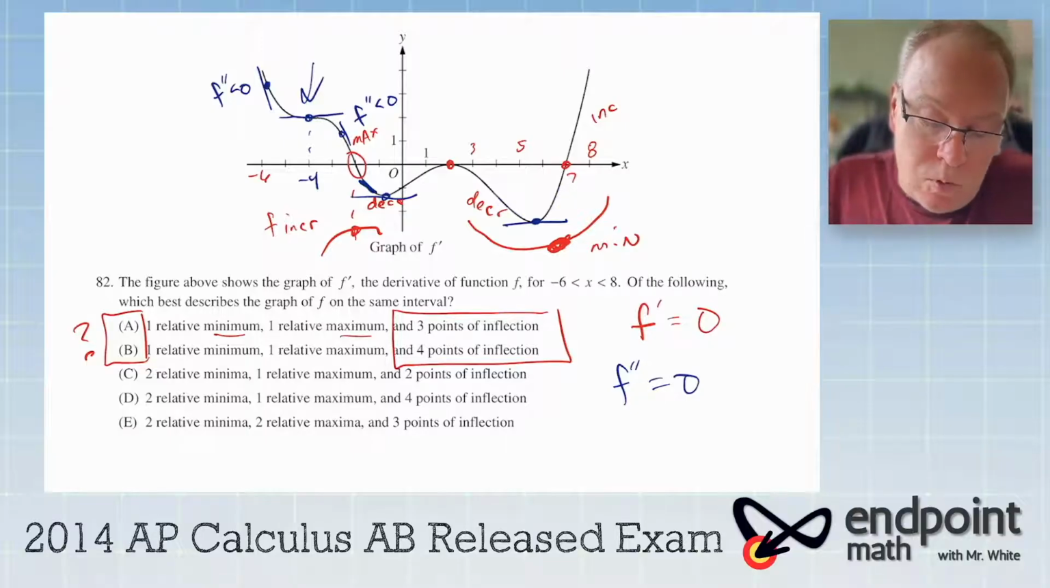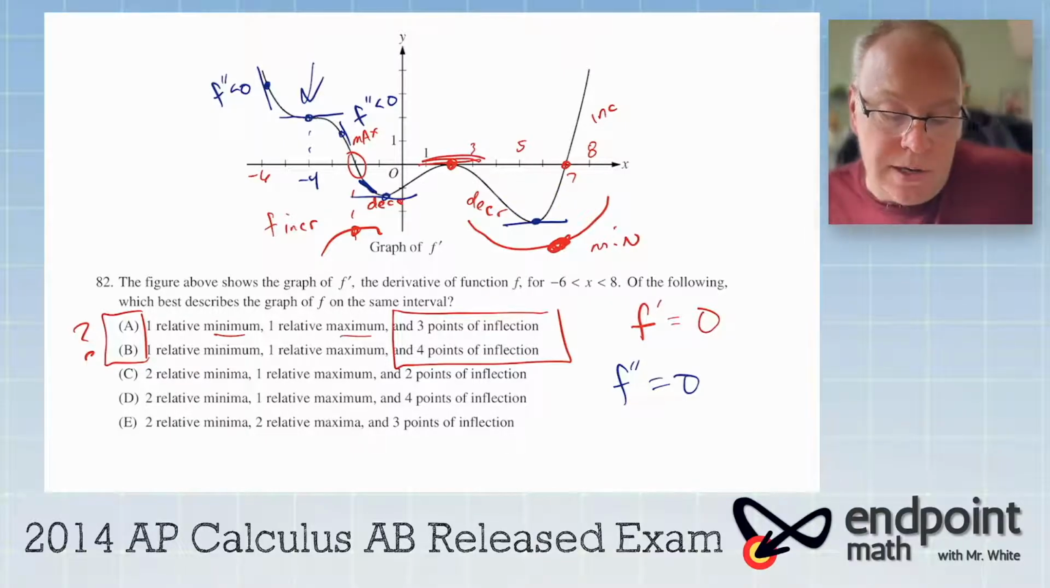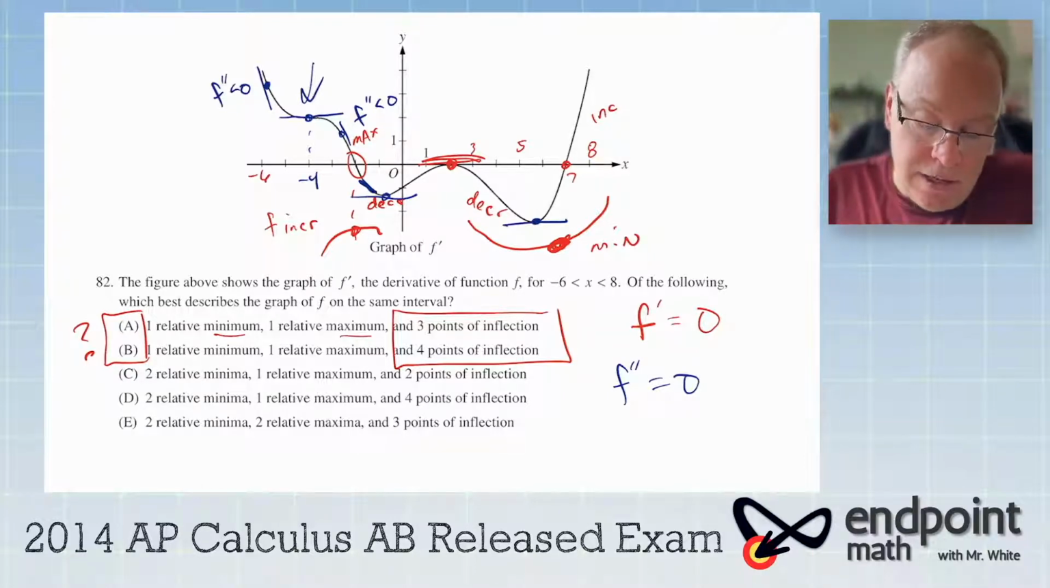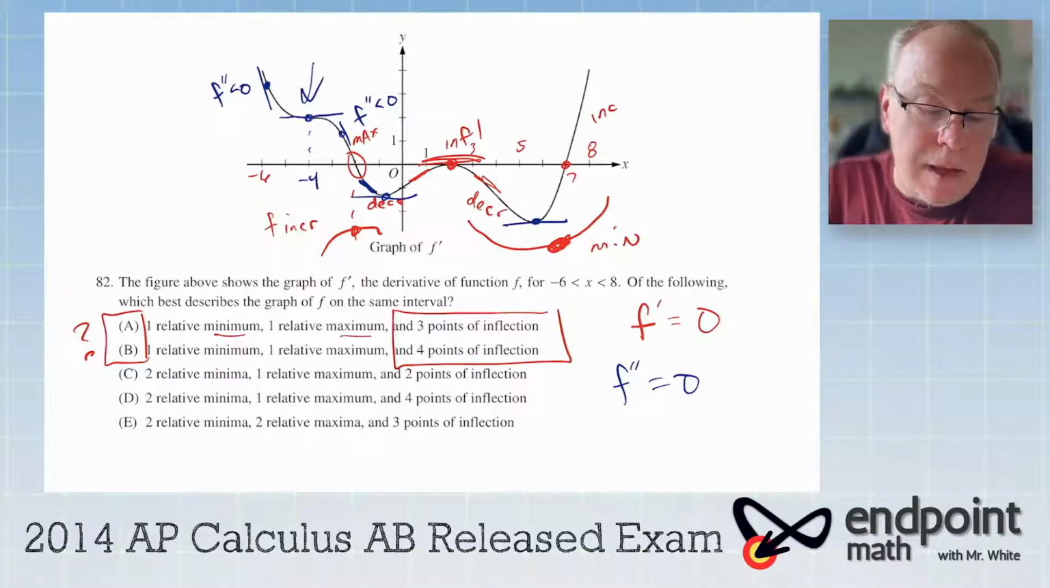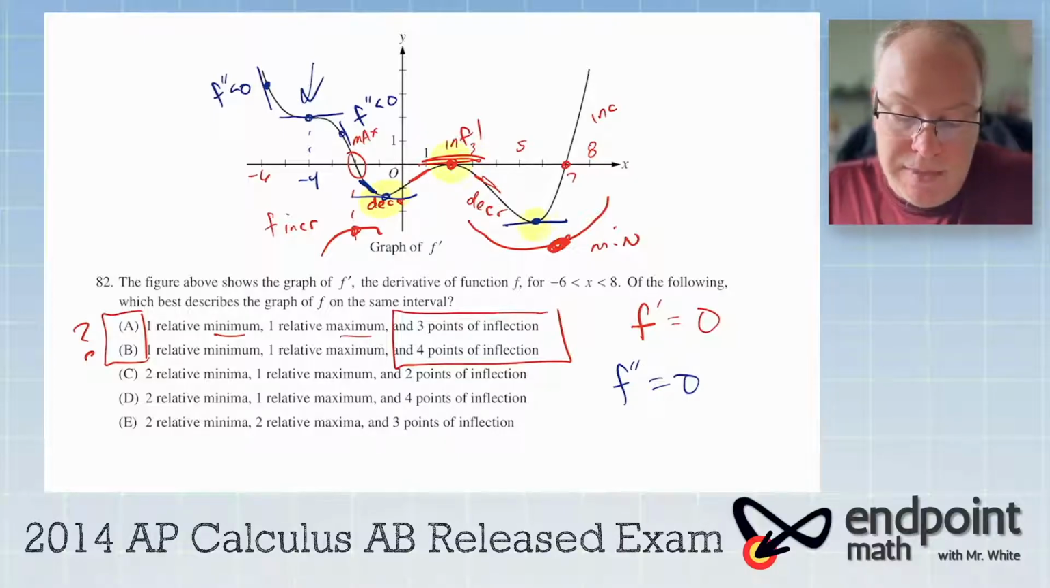I forgot to label one right here. We have another horizontal tangent right there, right? And indeed it does change from positive to negative. So we have an inflection point here. This is becoming a mess. Hopefully you're following me here. We have an inflection point here, here, and here.